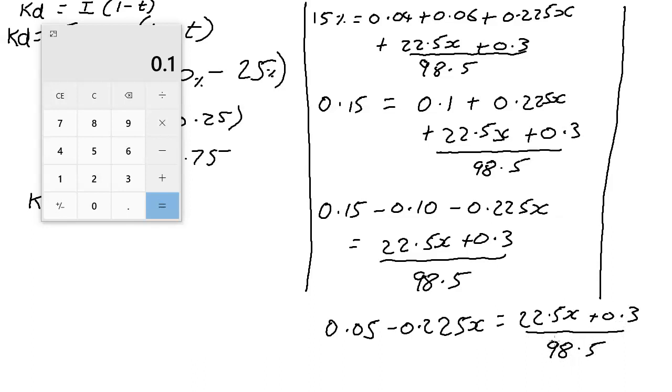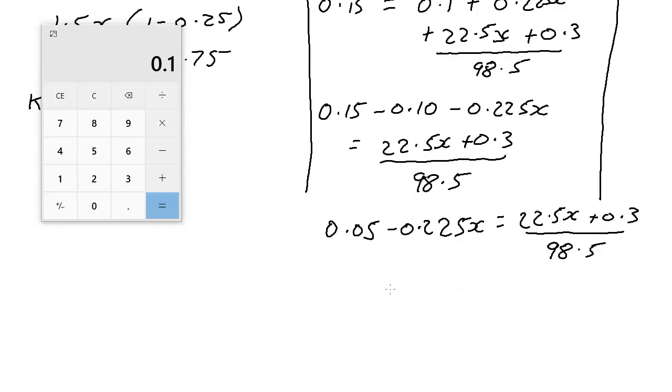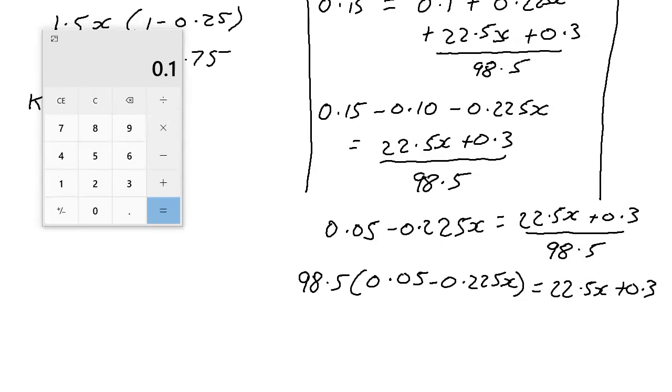Now this 98.5 that you see over here is division. If it goes that side, it becomes multiplication. So I can multiply 98.5 into both of those numbers. 98.5 open bracket 0.05 minus 0.225x is equal to 22.5x plus 0.3. Now we go ahead and multiply inwards. So it's going to be 98.5 into 0.05 and 98.5 into 0.225.